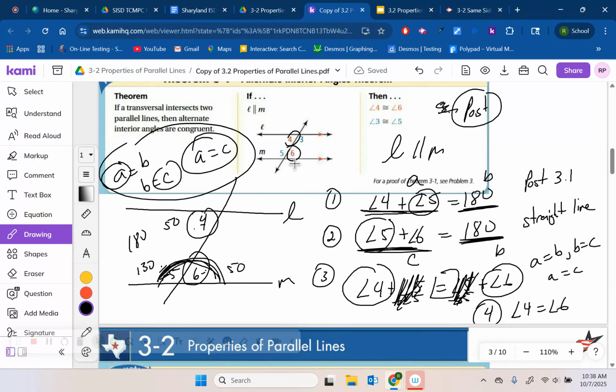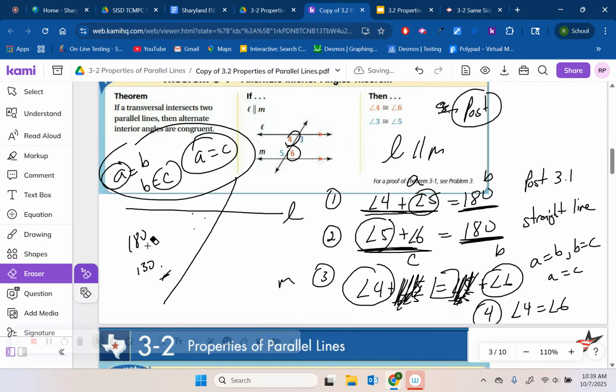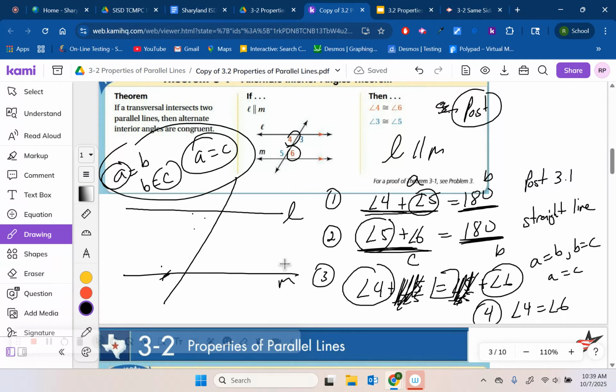We know the rule says that if these two lines are parallel, this side equals 180. So if I make this 50, that means this has to be 130. These two angles have to add up to 180, which means this is 50 also. So these two angles have to be the same. And that's it. I hope this video has helped.